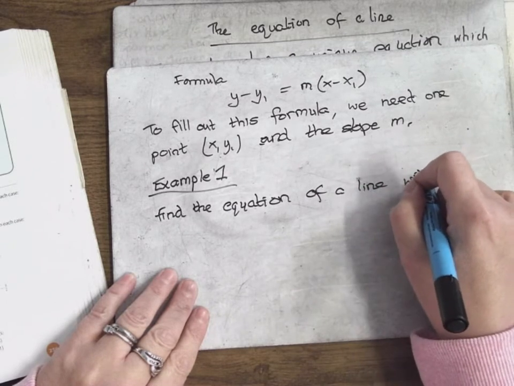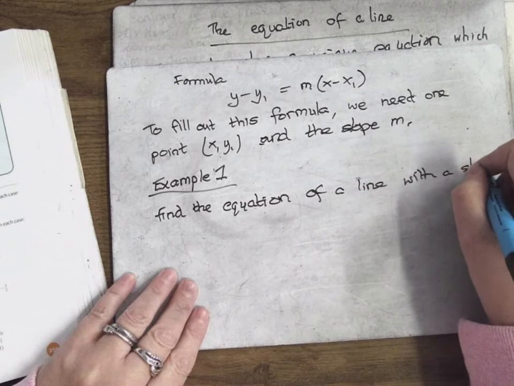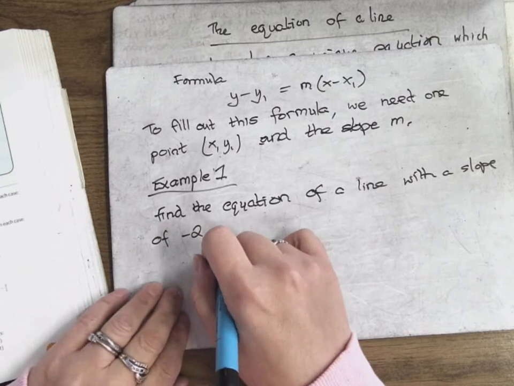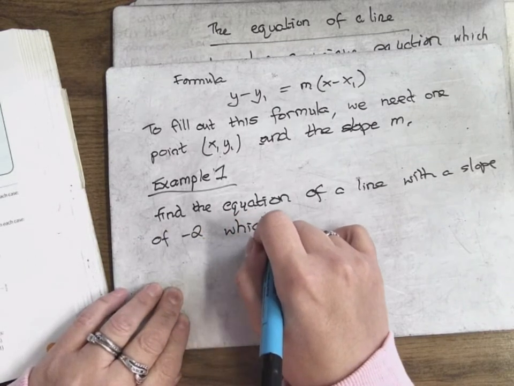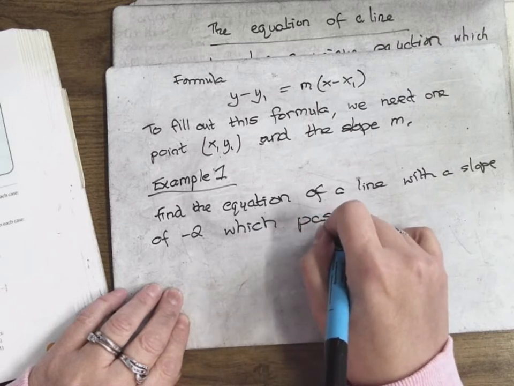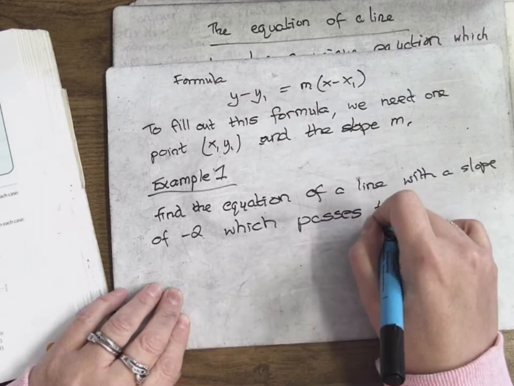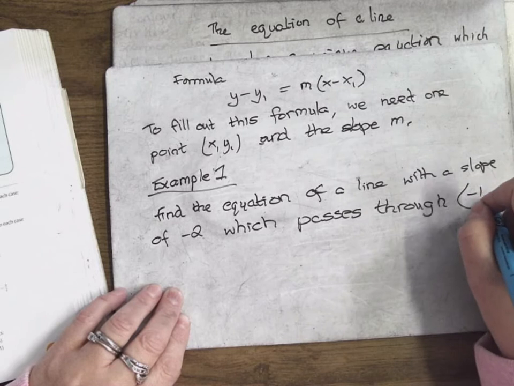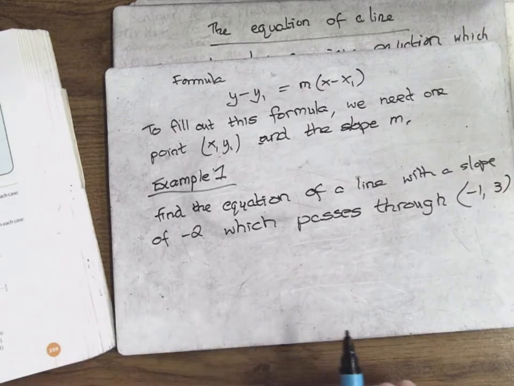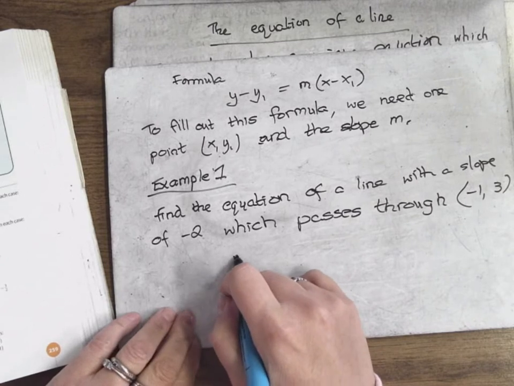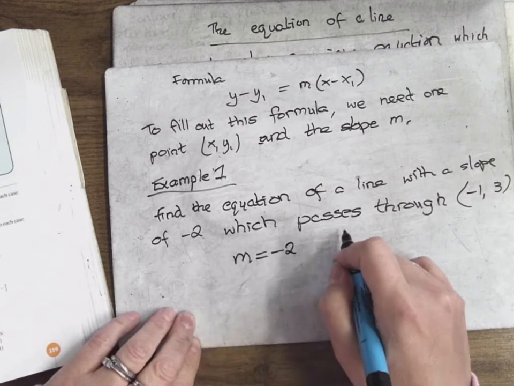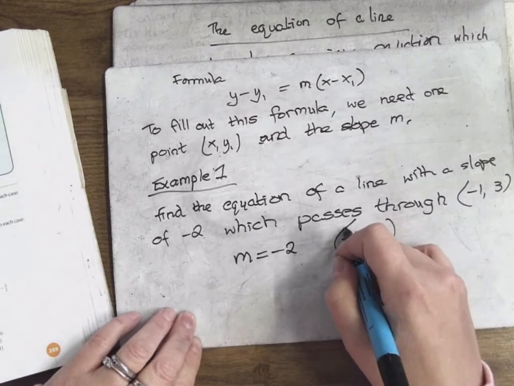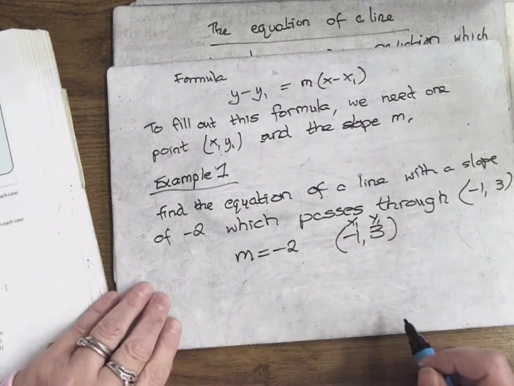With slope of minus 2, which passes through minus 1, 3. So this is a good one because they told me the slope. So m stands for slope, so slope is minus 2. And the point it goes through is minus 1, 3. So what do I call the point? x1, y1. Then you write down your formula.